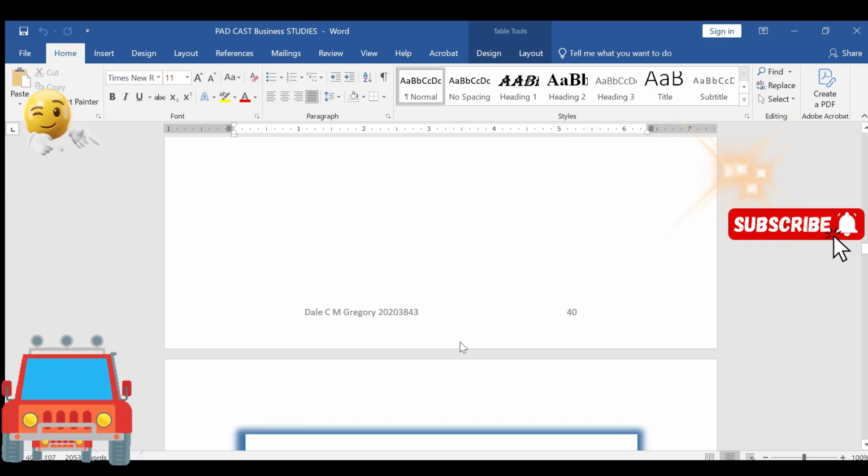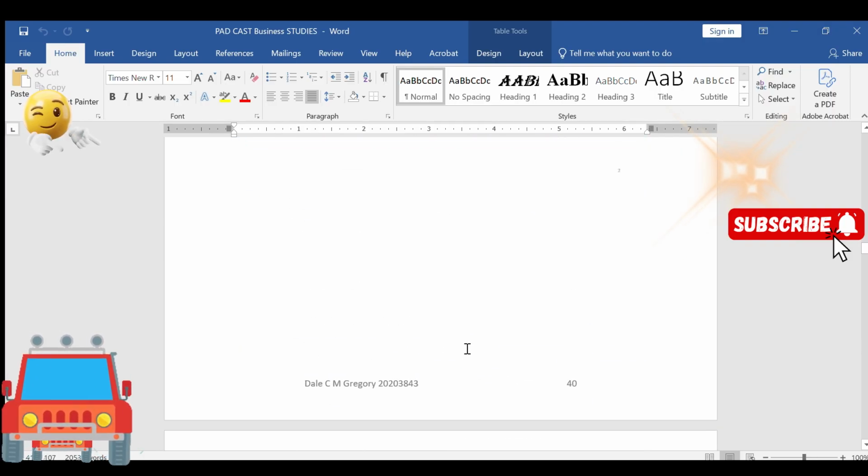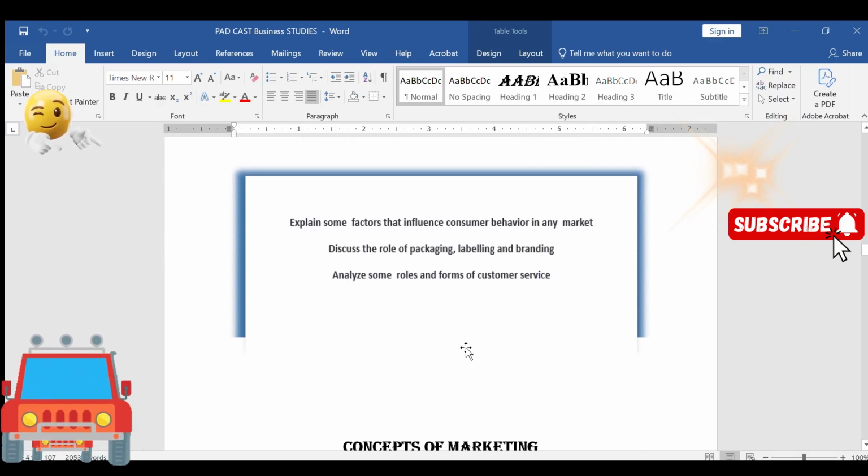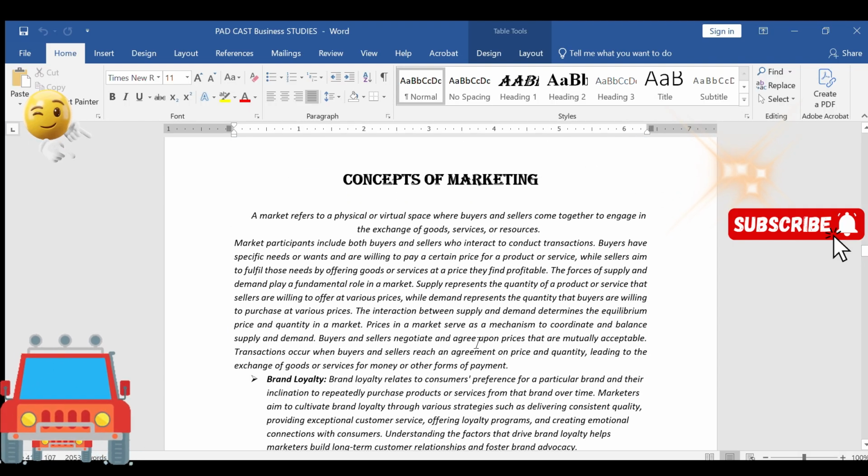So we're on to another topic right here. We're on to the concept of marketing. Explain some factors that influence consumer behavior in any market. Discuss the role of packaging, labeling, and branding. Analyze some roles and forms of customer service. Concepts of marketing.